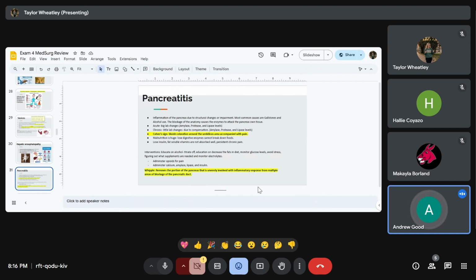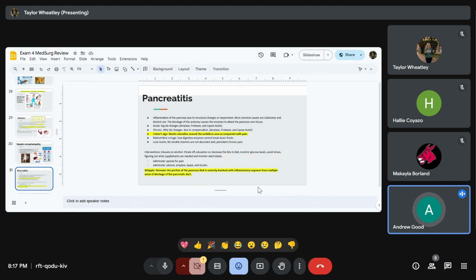So acute will see big lab changes, and then chronic will see little lab changes due to the compensation. The Cohen sign. If they didn't talk about this, you don't have to worry about it, I guess. But it's a bluish discoloration around the umbilicus, accompanied by pain.